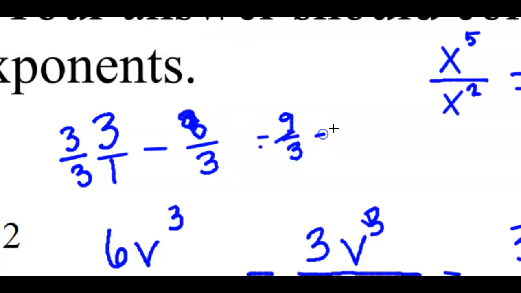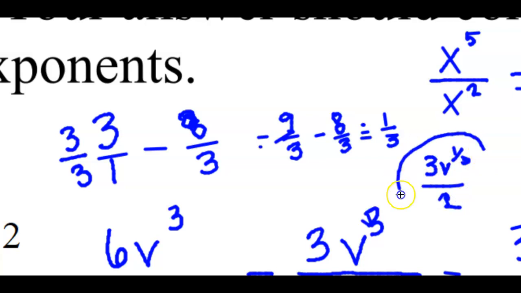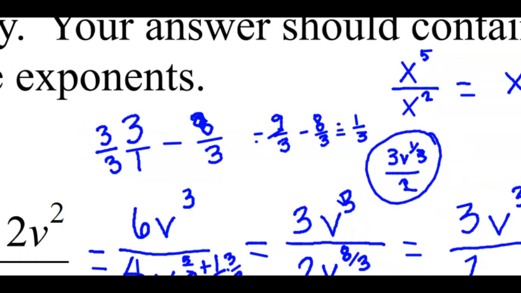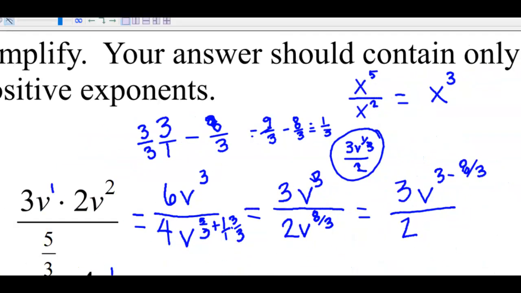So 9/3 minus 8/3 is 1/3. So I had 3v to the 1/3 on top because I just got my exponent of 1/3, and then the 2 on the bottom. That little guy's a 3. Okay, so let's go ahead and try a couple more examples like that or similar to that.